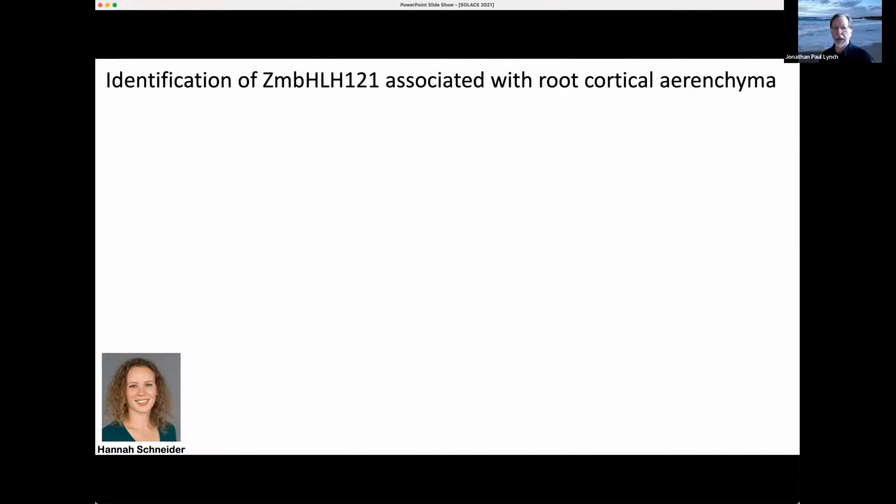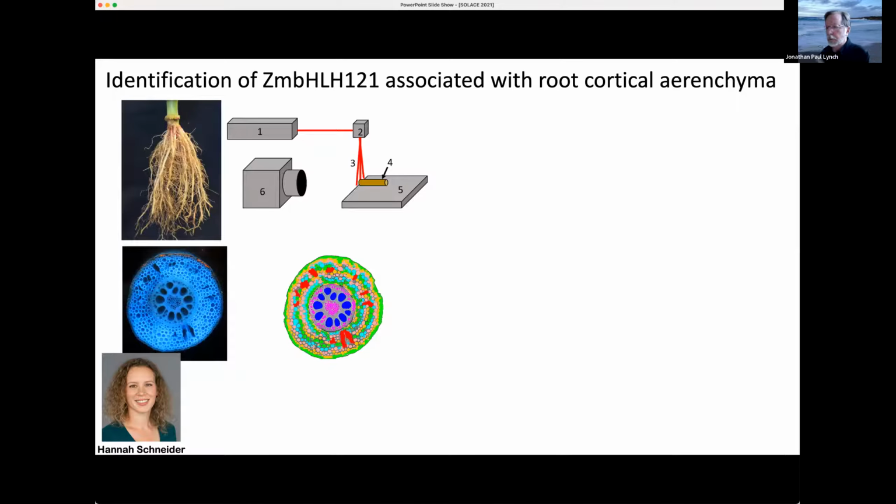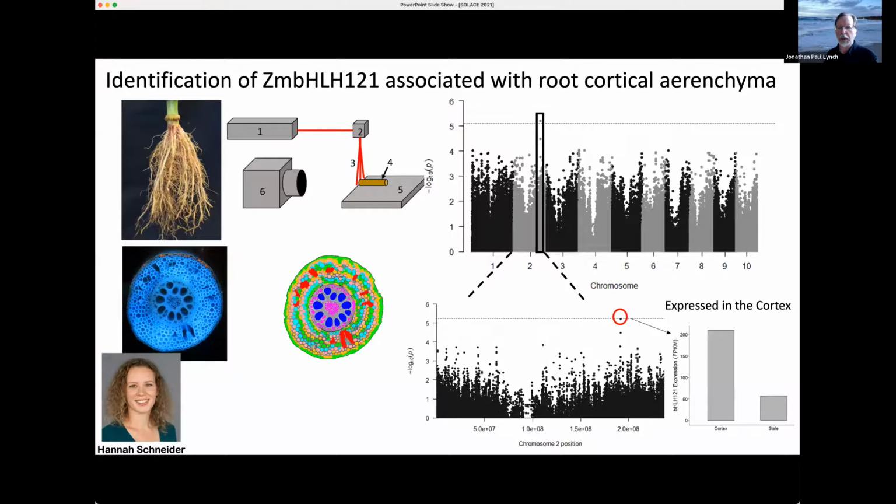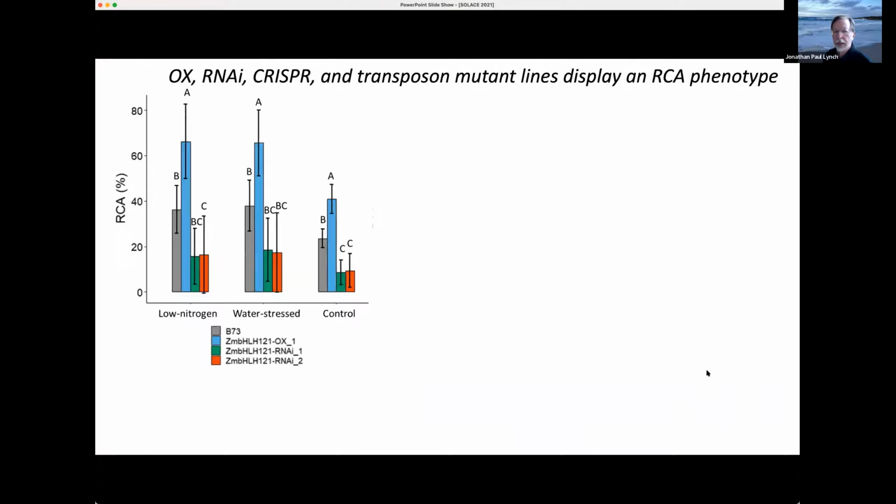So once again, this is work of Hannah Schneider, and we show with this anatomics platform the identification of a gene, ZMBHLH121, associated with root cortical parenchyma. So with those same root crowns that we excavated in the field in Africa, we took a section of that root tissue, ablated it with laser ablation tomography, ran it through our image analysis platform, pulled out a number of phenotypes of interest, including root cortical parenchyma. So here we have GWAS for root cortical parenchyma in field-grown maize roots. We see here a candidate locus on chromosome 2. We know that it is expressed in the cortex, which is what we would like.